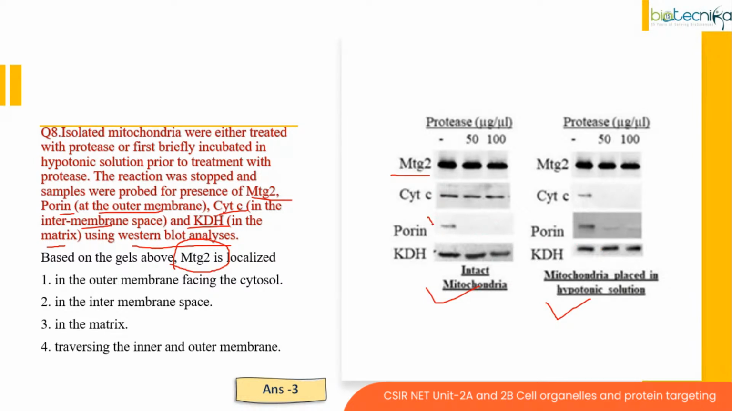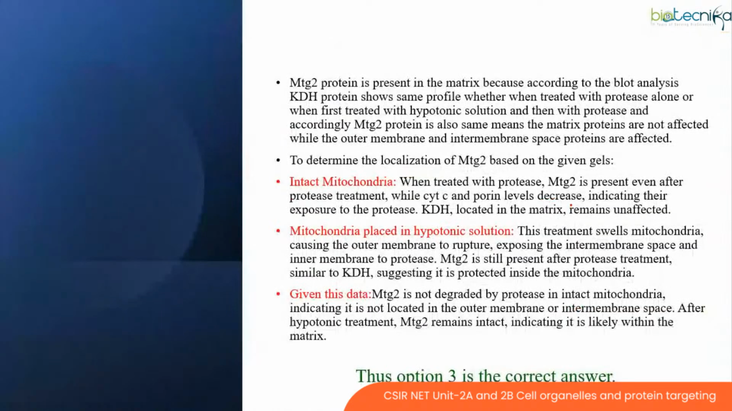But if you see porins, it is completely vanished. Cytochrome C, it is vanished. But MTG2 again remains intact. Right. So this indicates that they must be occupied somewhere within the matrix. See, MTG2 is present in the matrix because according to the blot analysis, the KDH protein shows the same profile when treated with protease alone or when treated with the hypertonic solution.